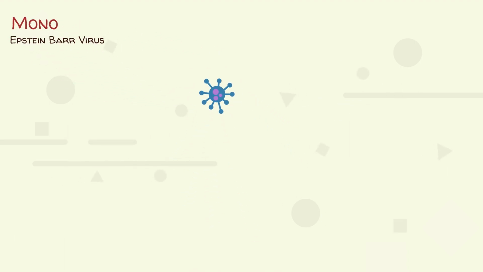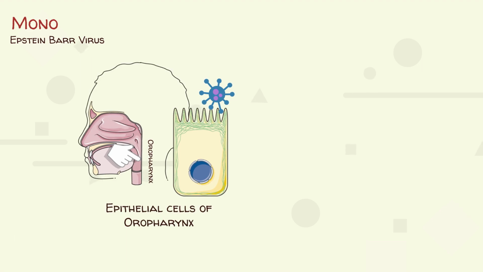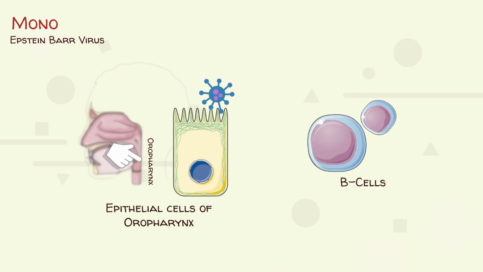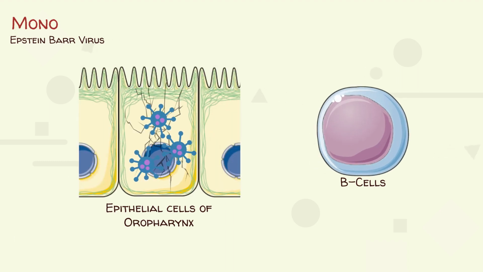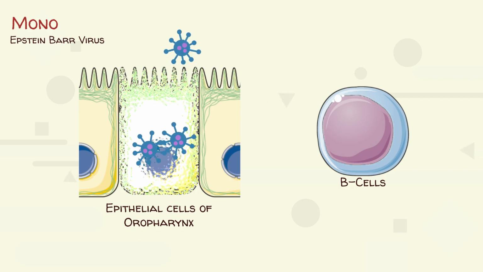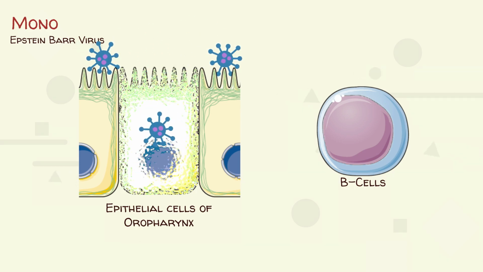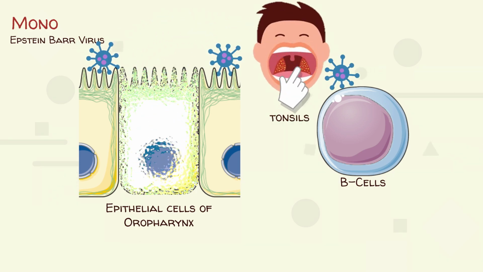The virus can infect either epithelial cells of the oropharynx or directly infect the B cells. The infected epithelial cell will be filled with viruses and will be destroyed, and eventually neighboring cells get infected. Also, some viruses reach the tonsils and infect B cells.